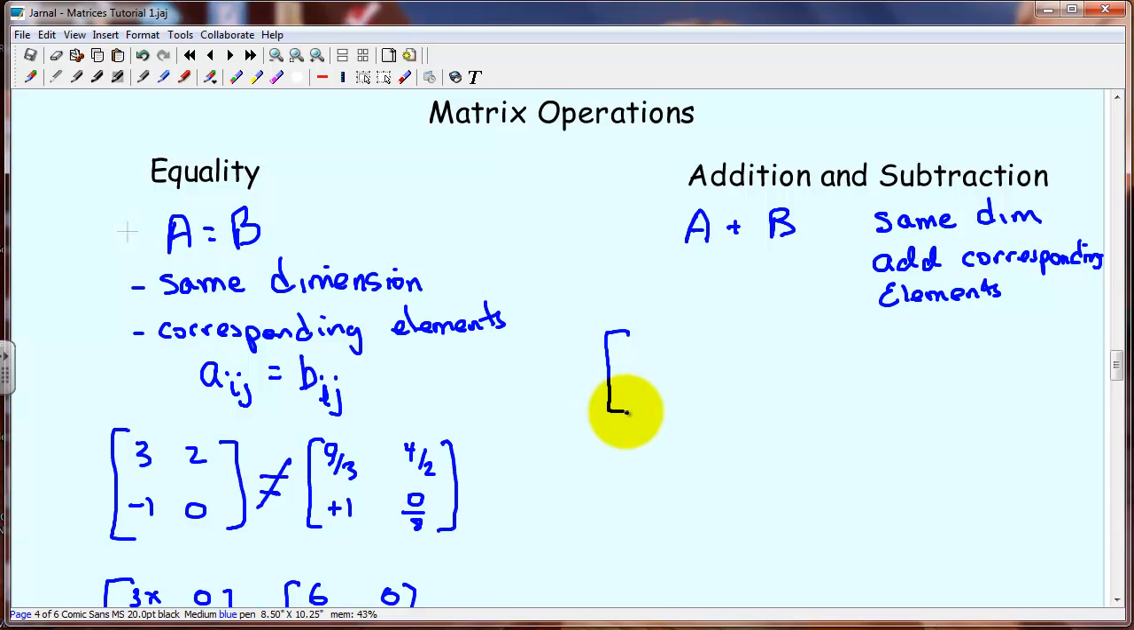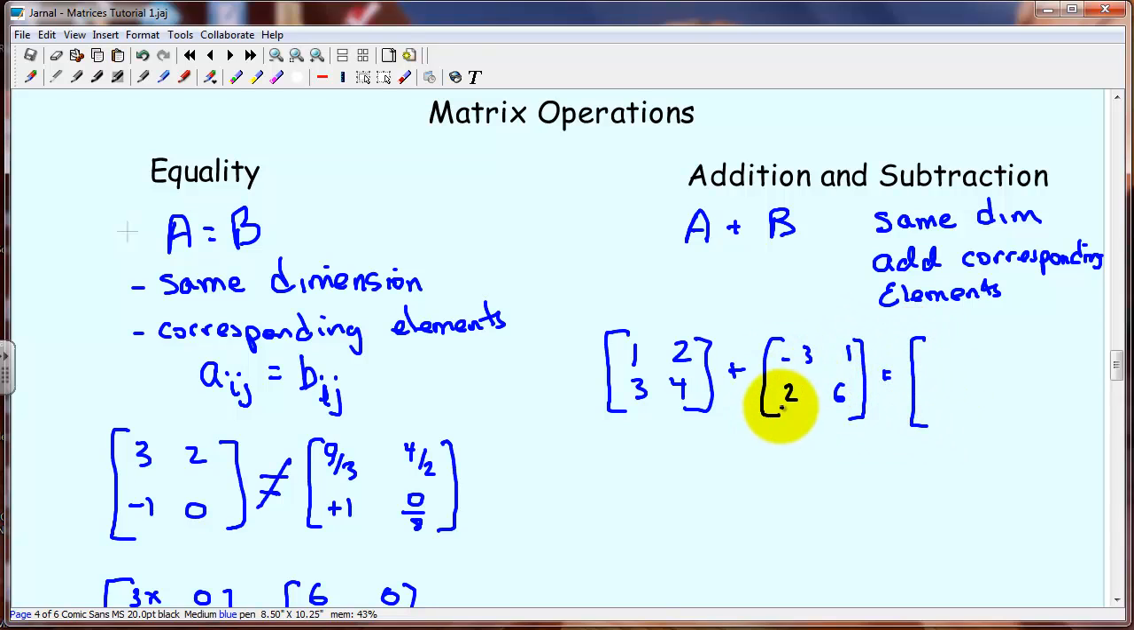So let's say matrix A again was 1, 2, 3, 4, and we're adding that to matrix B, which is, let's say, -3, 1, 2, 6. In our answer, it's going to be the same size. It will be a 2 by 2 matrix, and in this element we've got 1 plus -3. In this element we have 2 plus 1. Here we've got 3 plus 2, again corresponding entries, and 4 plus 6. And then we would just compute those numbers. Most of us could do those in our head, so we had -2, 3, 5, and 10.